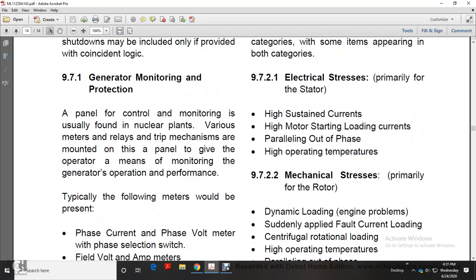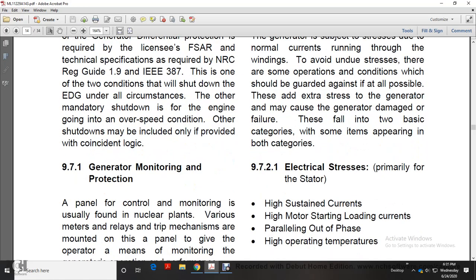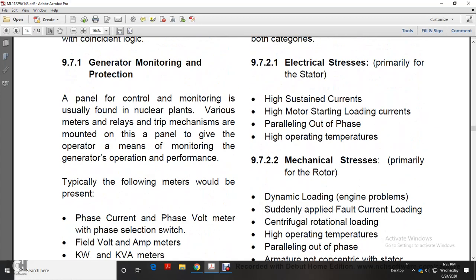9.7.2 Generator stressors. Generators are subject to stress due to the normal currents running through the windings. To avoid undue stress, there are some operational conditions which should be guarded against if at all possible. They add extra stress to the generator that may cause damage. These fall into two basic categories, with some items appearing in both. 9.7.2.1 Electrical stressors, primarily for the stator: high sustained currents, high motor starting load currents, parallel auto phasing, high operating temperatures.